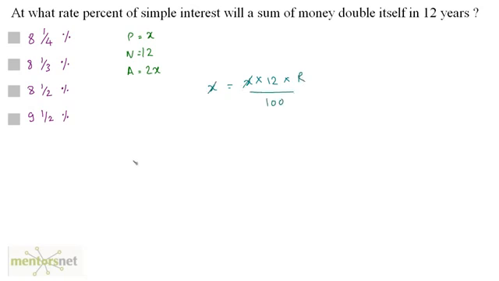This X and this X get cancelled out. What we have is 100 by 12 is equal to R. Now 2 sixes are 12, 2 times 50 is 100. Again 2 times 25 is 50, and 2 times 3 is 6. So the rate of interest is 25 by 3, and that is equal to 8 1 by 3%. So the answer is option B.